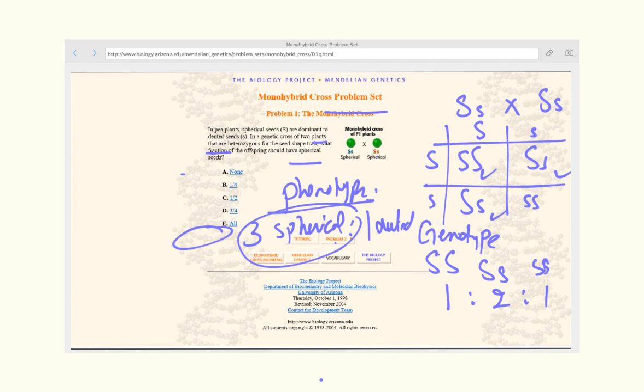In pea plants, spherical seeds are dominant to dentate seeds. In a genetic cross of two plants that are heterozygous, both plants were heterozygous for the seed-shape trait. What fraction of the offspring should have spherical seeds? Okay, so I have spherical seeds with spherical seeds. Both of them were heterozygous.